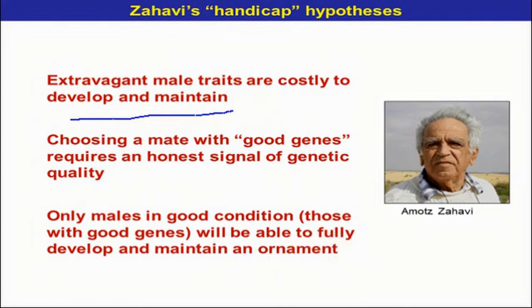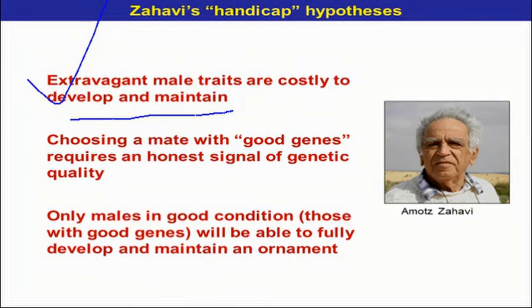The trait is extravagant. It means it is additional, and it has a separate significance, importance, and it is not common in all other members. So the member which has this extravagant trait has to maintain it, and this maintenance demands a cost. That is why he said it is costly to develop and maintain this kind of extravagant trait.